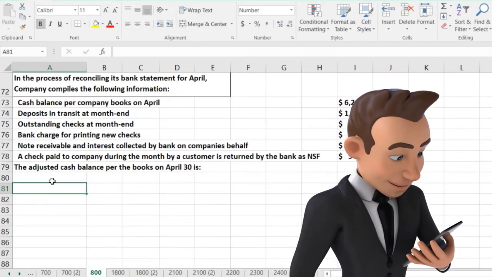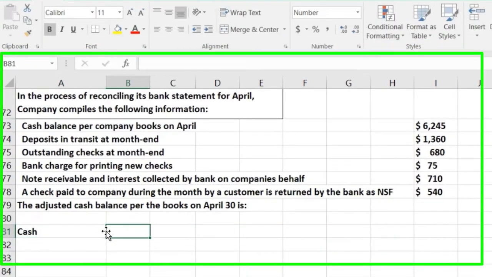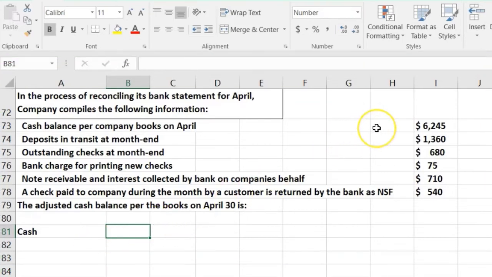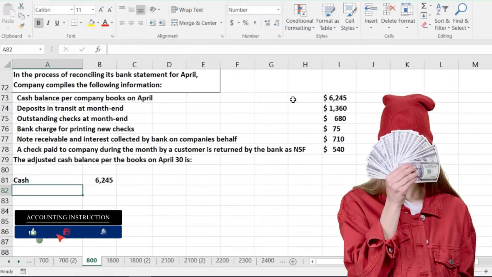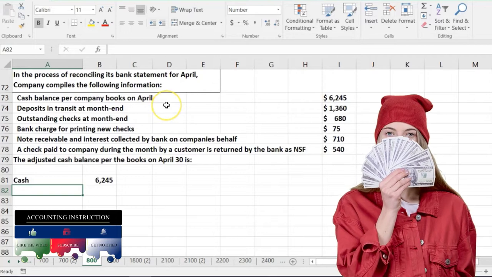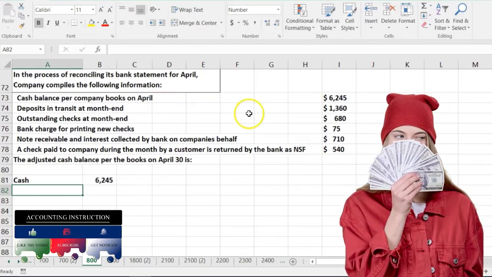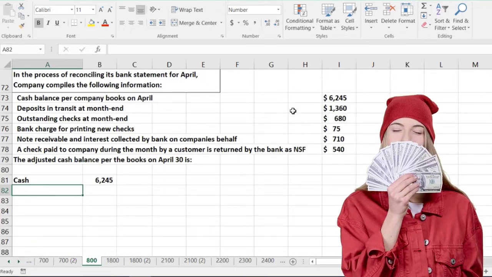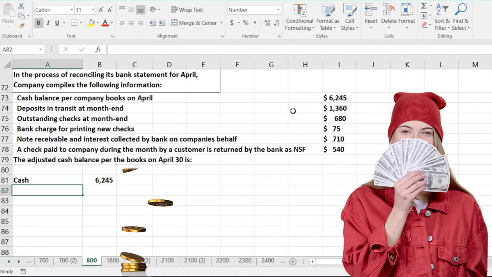So what we have here is a cash balance for April. That's what we're going to start with. We're going to have to adjust that for anything that we found out about from the bank statement that we had not accounted for. This is what we have before the bank reconciliation process. And then we have a deposit in transit at the end of the month. So what we need to think about is whether it's the bank's fault or our fault that this difference is there.